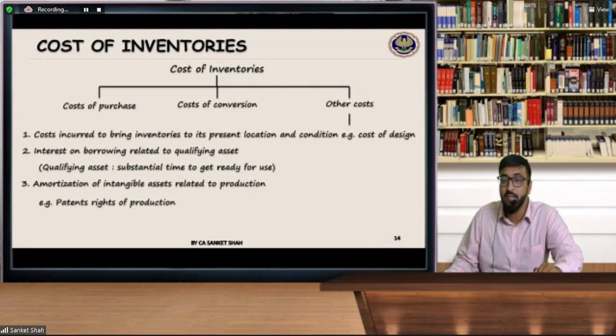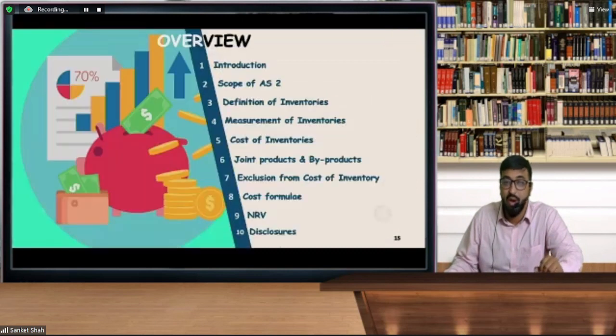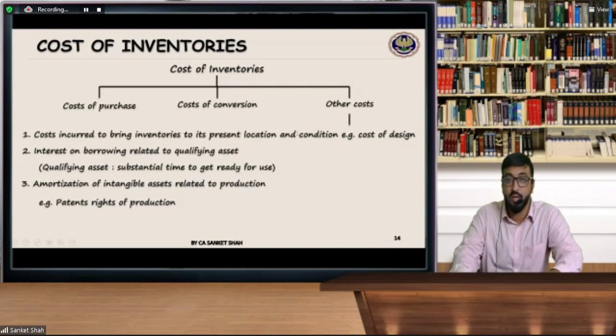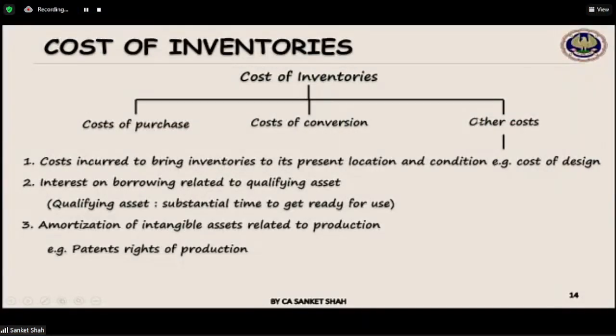Amortization of intangible assets related to production. So depreciation, amortization, that is also added. So patents, rights. For example, if you are paying any patents for your production units, that patents will be added directly to your inventory cost. So this is your other cost. You can take a screenshot of this other cost. So this is the last part of cost of conversion.